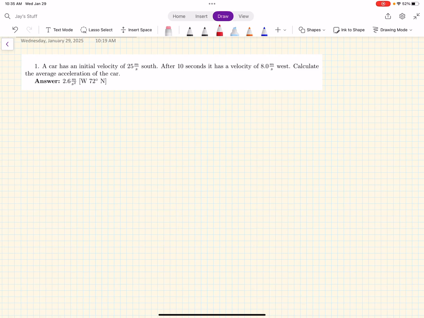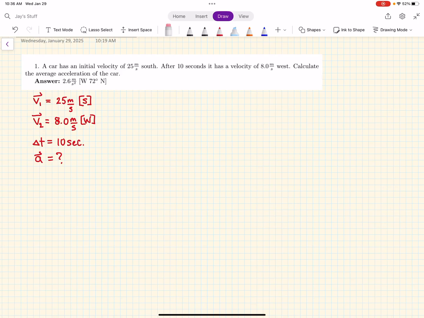So it's always a good practice to write down all your givens first. So let's do that. V1 is equal to 25 meters per second south. V2 is equal to 8.0 meters per second west. The time, delta t, is 10 seconds. And what we're being asked to find is the acceleration, or average acceleration.